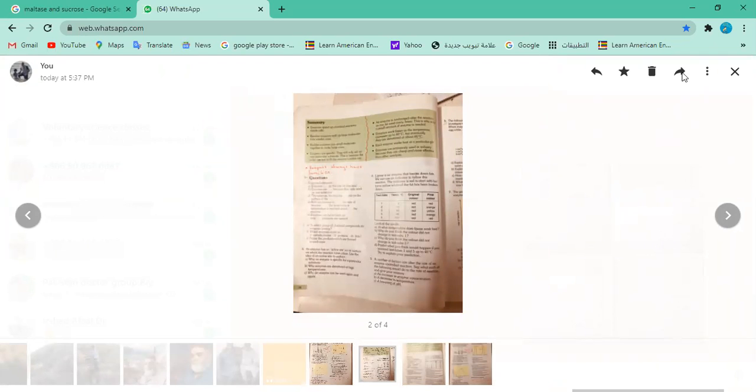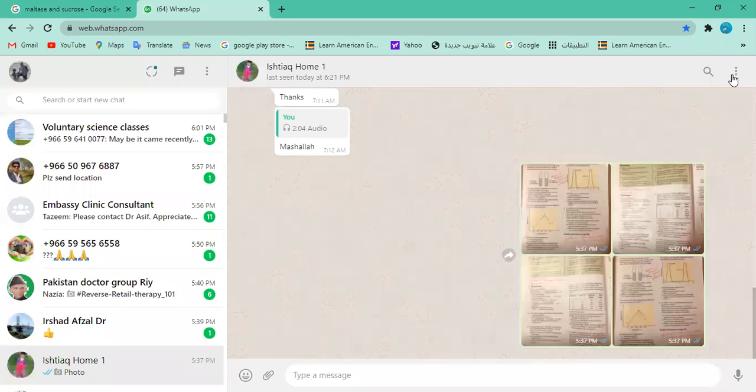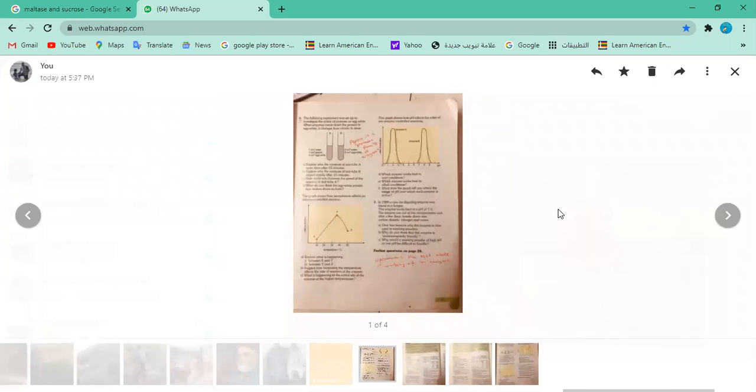Sir, if the pH of the enzyme is neutral, then will the lowering of the pH affect it? You're very good. Yeah, this is a very good question. Again, if it is neutral and you are lowering the pH, yes, that will affect the activity. Very good. Excellent. Yes, that's true.